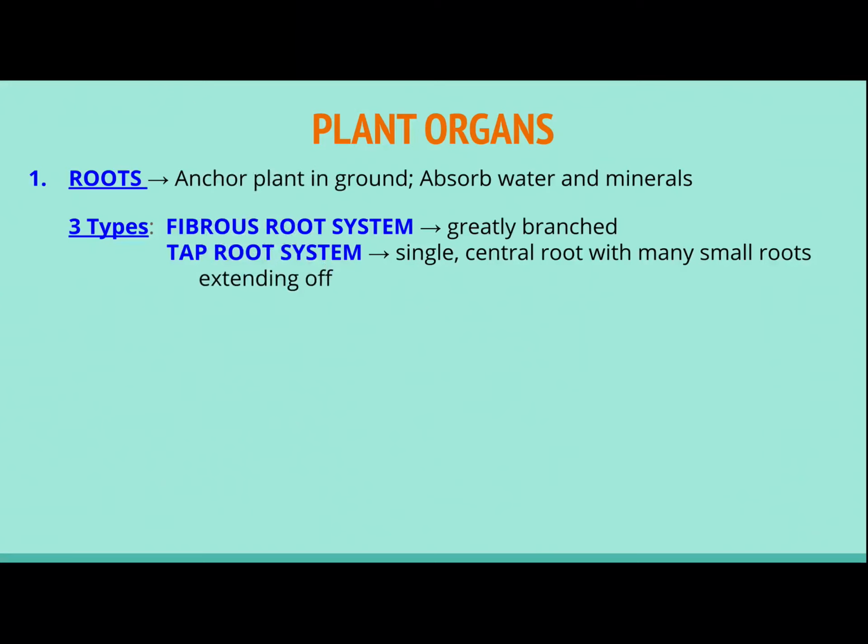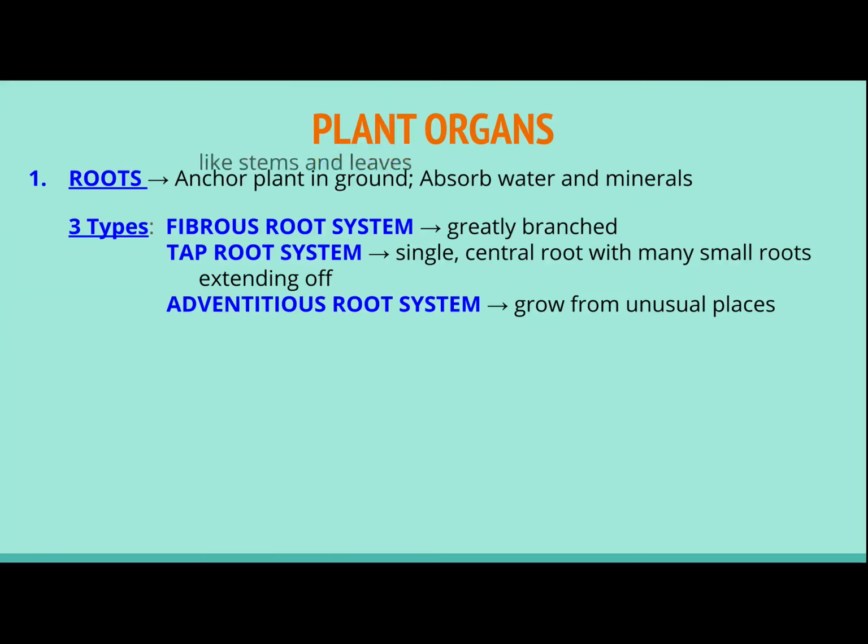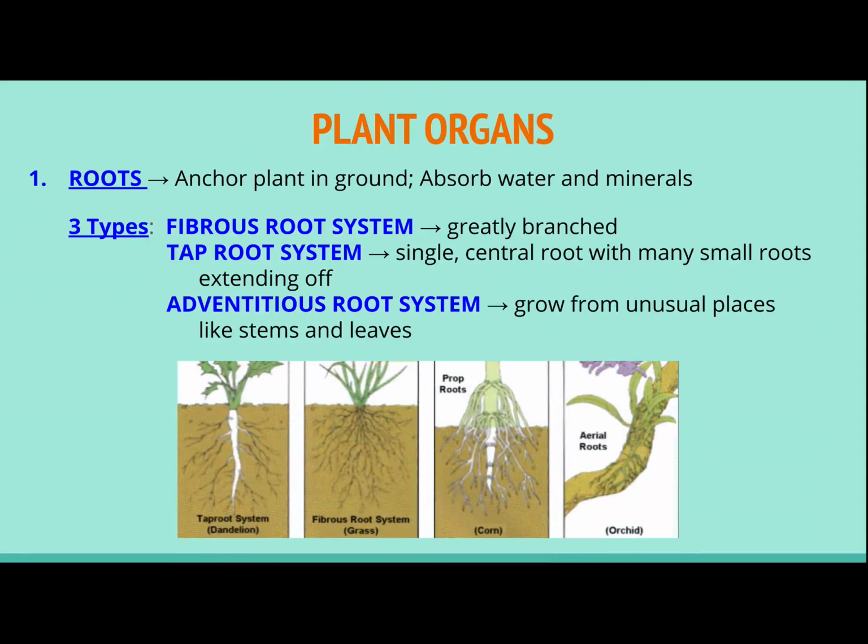But then there's also what's called a taproot system, which is a single central root with many small roots extending off of it. And then you also have adventitious roots, which are roots that grow from unusual places like stems and leaves. Well, what does that mean, Mrs. Young? Here we have a diagram of the different types of root systems.